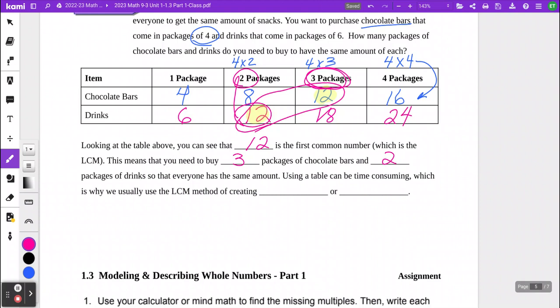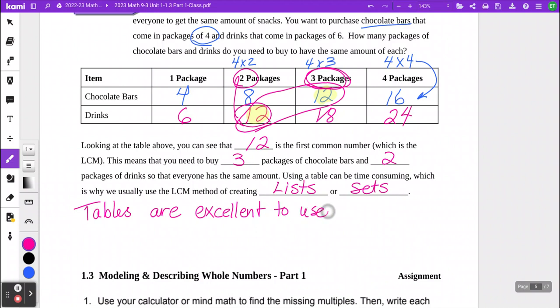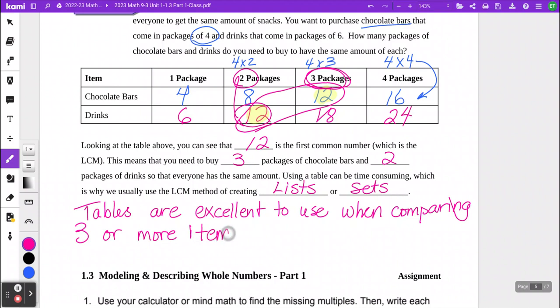So we use the method. So it says using a table can be time consuming, which is why we usually use the LCM by creating lists or sets. Okay? Now, tables are excellent to use when comparing 3 or more items or numbers.